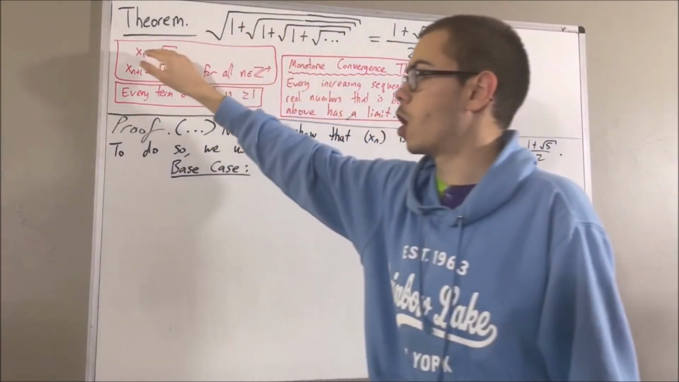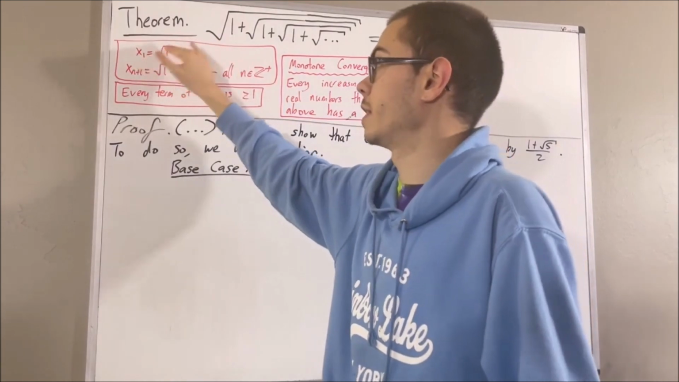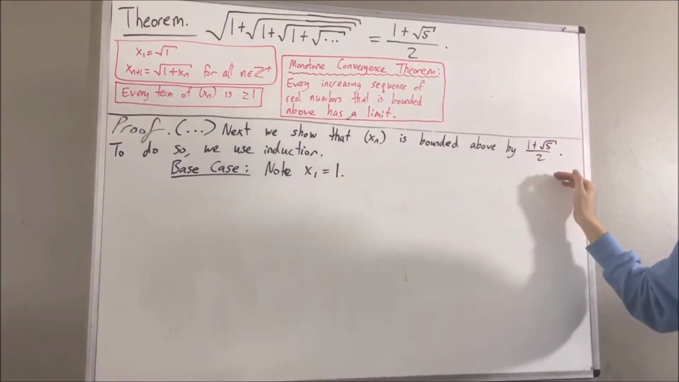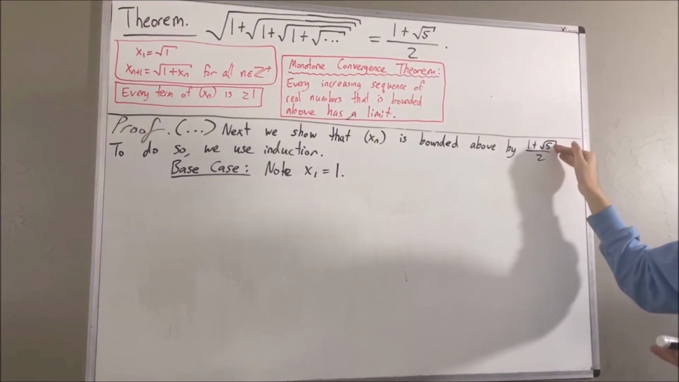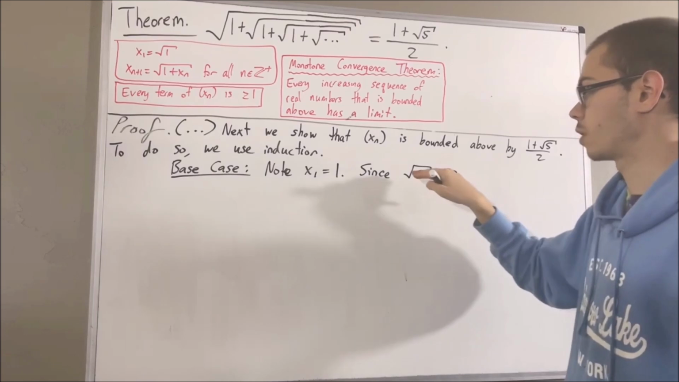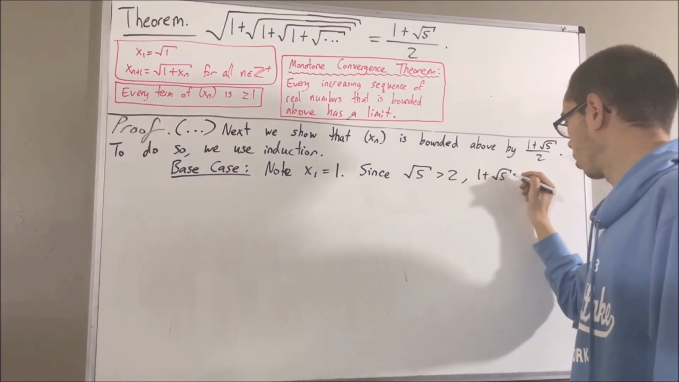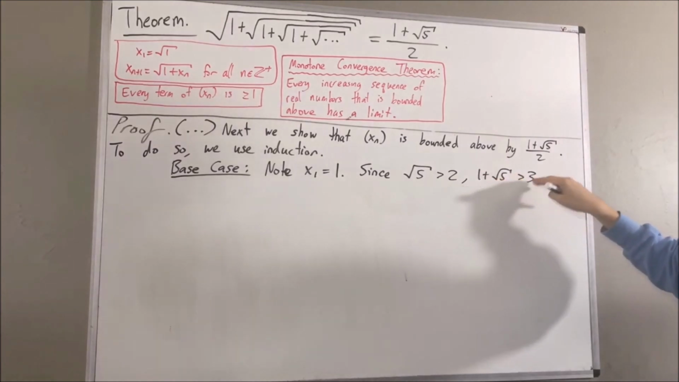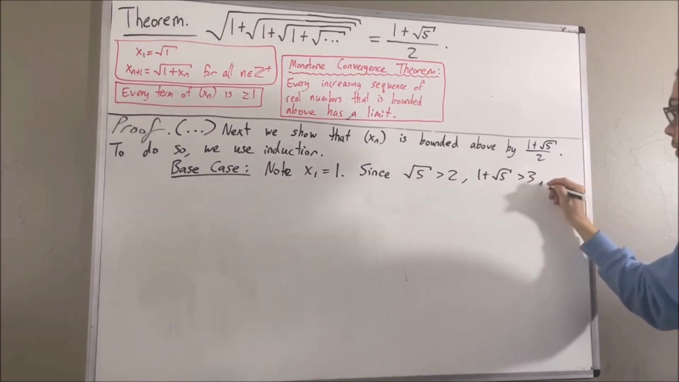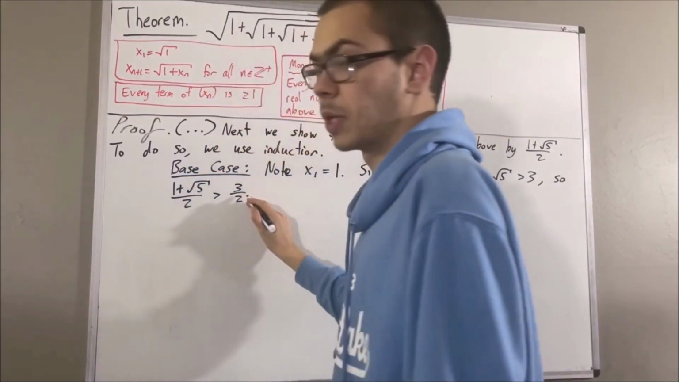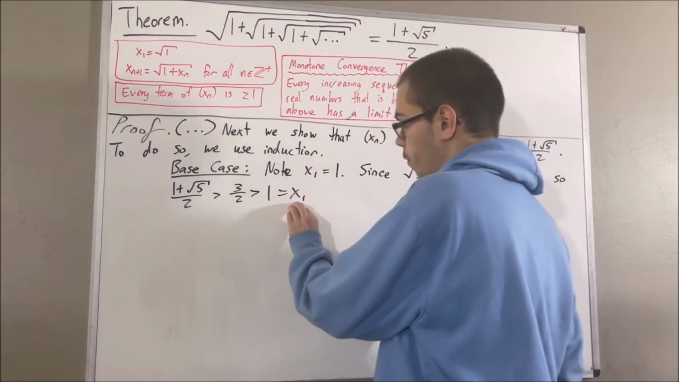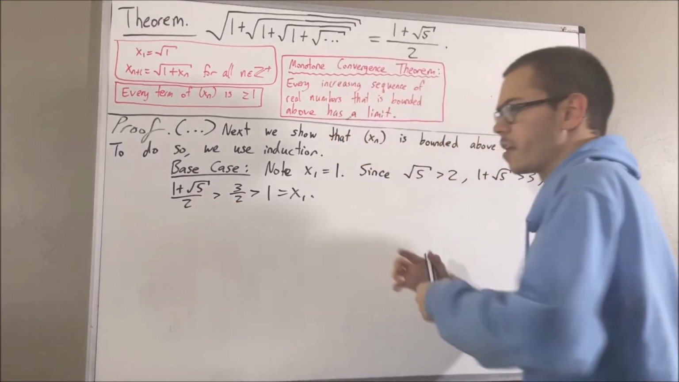Now the first term of our sequence is 1, right? x sub 1 is equal to 1. So really we want to show that 1 is less than the golden ratio. Well, let's note that the square root of 5 is bigger than 2. And therefore, if we add 1 to both sides, we get that 1 plus the square root of 5 is greater than 3. So then, if we take this inequality and divide by 2 on both sides, we get that the golden ratio is greater than 3 halves. And 3 halves is bigger than 1. And 1 is equal to x1. And this shows that the first term of our sequence is less than the golden ratio. So this completes the base case.